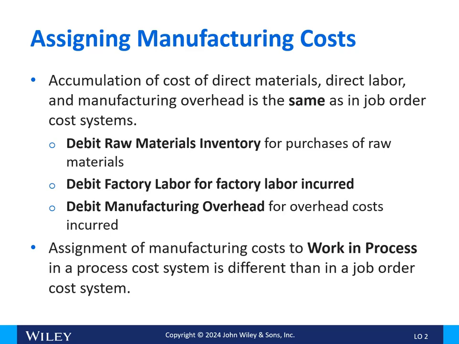The accumulation of cost, direct materials, direct labor, and manufacturing overhead is the same as job order cost systems, so no difference there than what we saw in Chapter 2. The assignment of manufacturing cost to work in process in a process cost system is different than in a job order cost system.